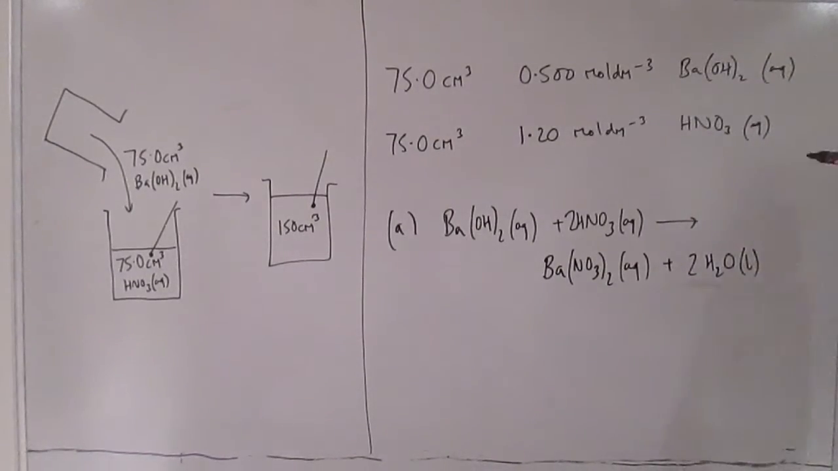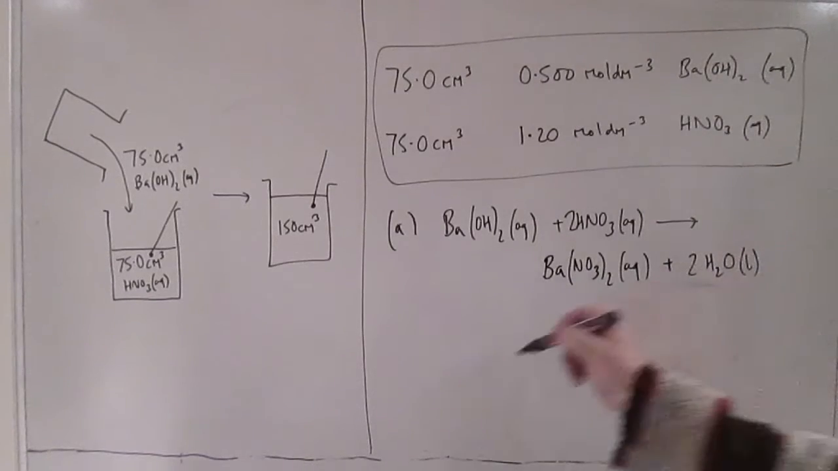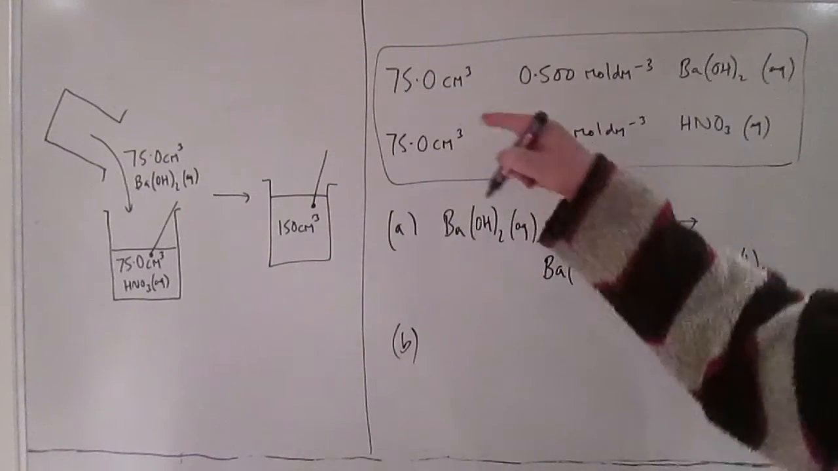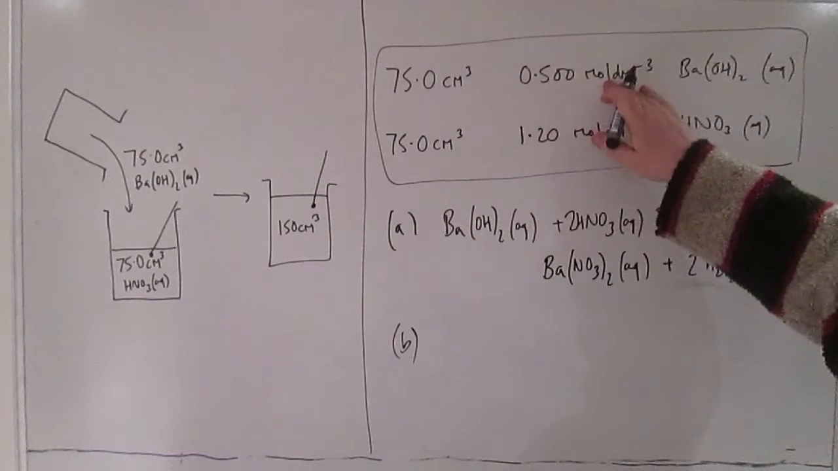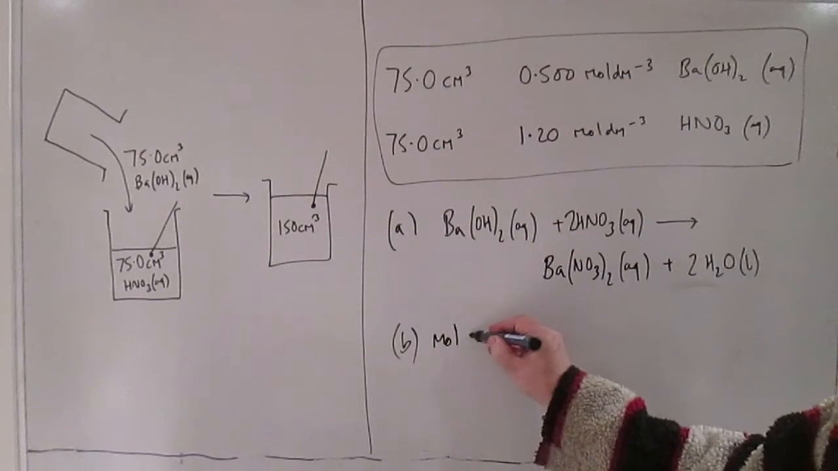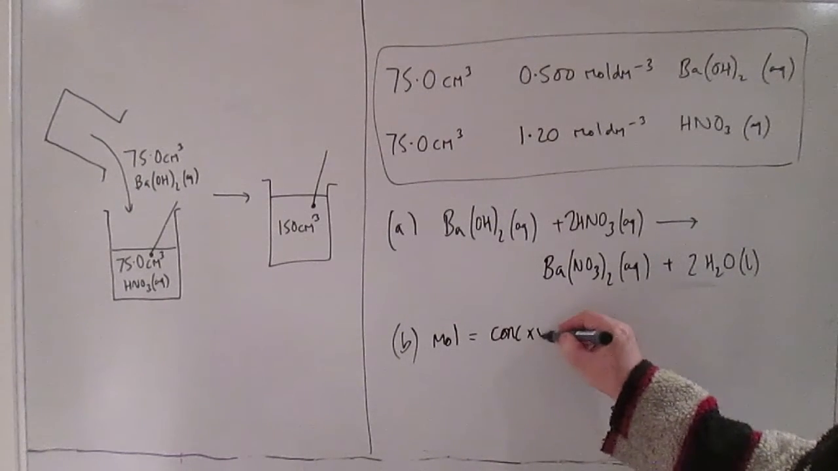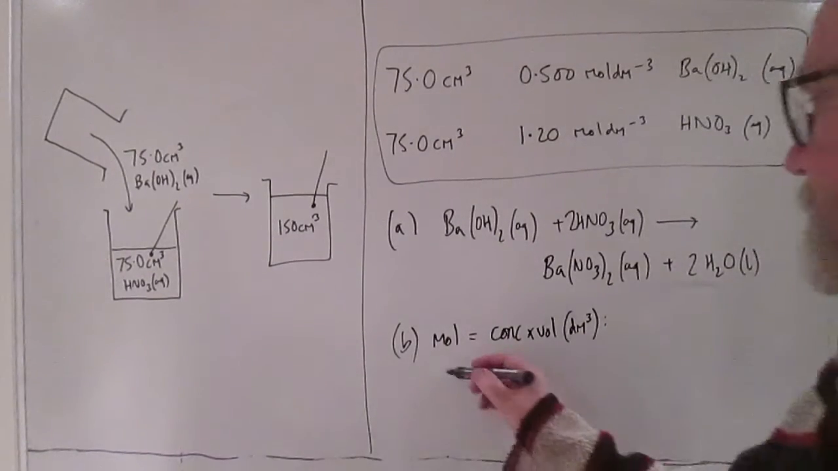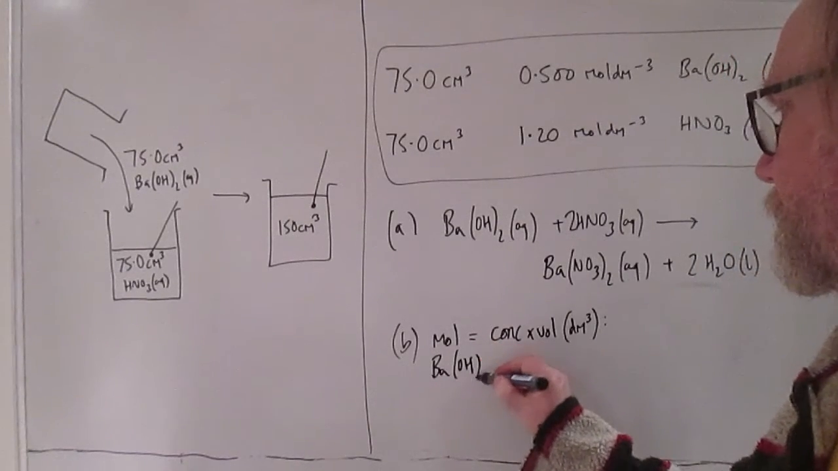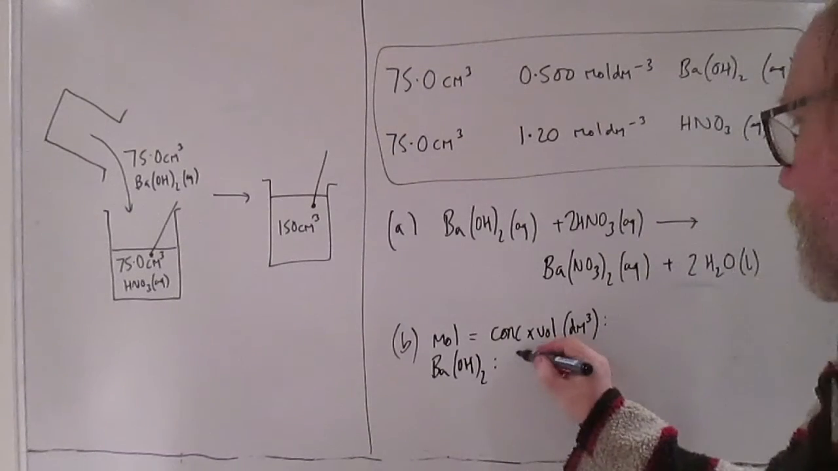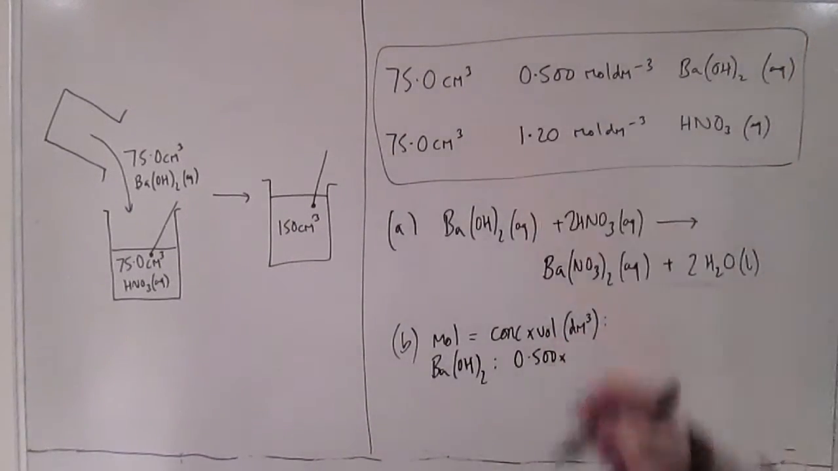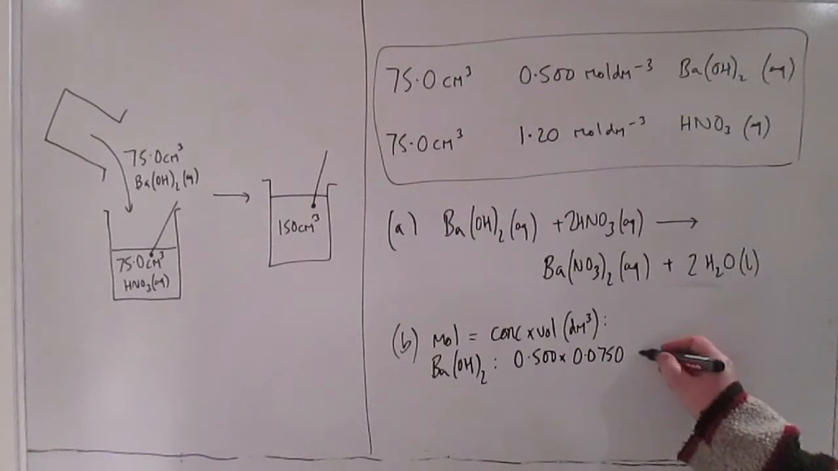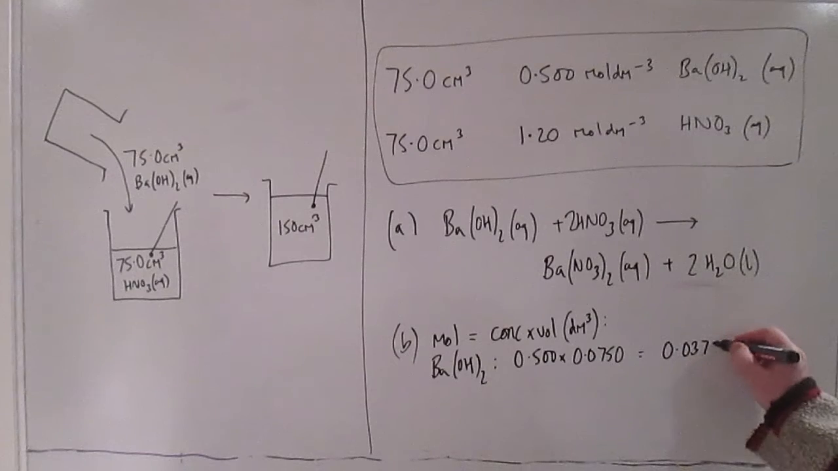Okay, so then we have these data, and what we have to do is to work out how many moles of each substance we have, and hence deduce what's in excess. So the moles are easy because we've got a solution, we've got a volume, and we've got a concentration. So hopefully by now that immediately triggers you to think moles is concentration times volume in dm cubed. So for barium hydroxide, the concentration is 0.5, the volume is 75 cm cubed, but remember that has to be divided by 1000, so it's 0.5 times 0.0750, which is 0.0375 moles.